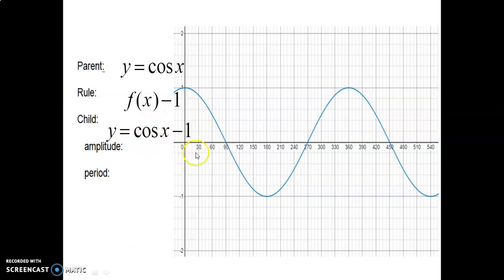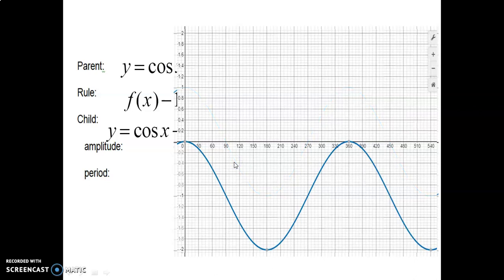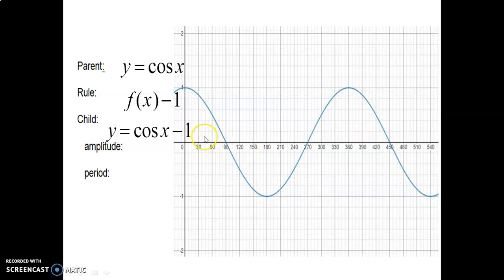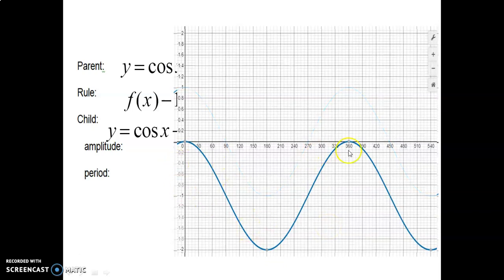So what's happening to the graph? Here it is. Let's take a look. Here's the function. Now we see minus 1, so the entire function will shift down 1. So this was at 1 here, will be at 0. This was at 0, will be at negative 1. This was at negative 1, it will be at negative 2. This was at 1, will be at 0. Everything shifts down 1. See, look at that. Down 1 like that. So now the graph is here.